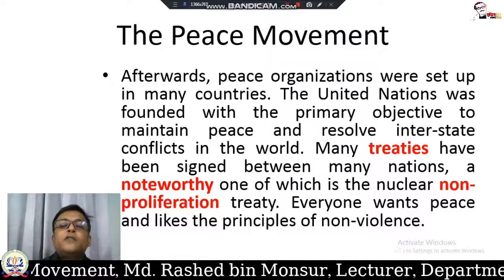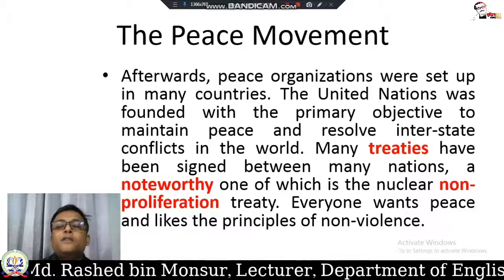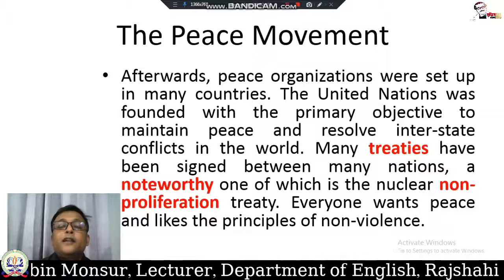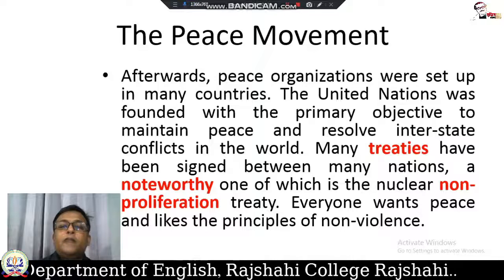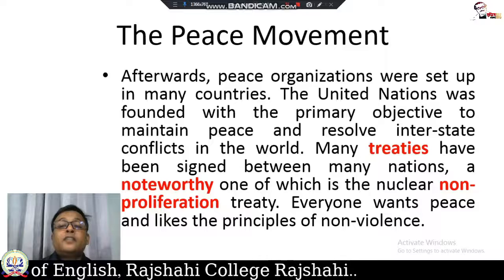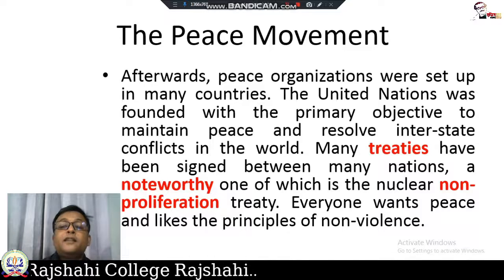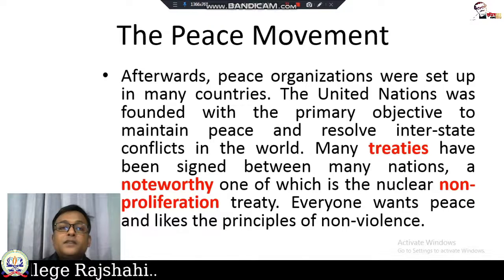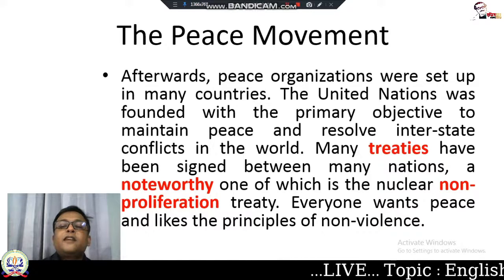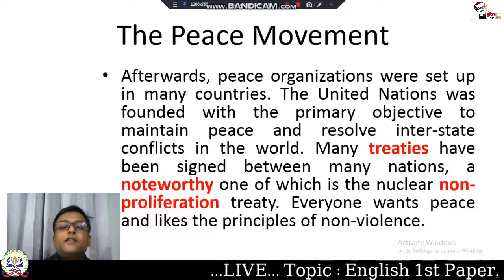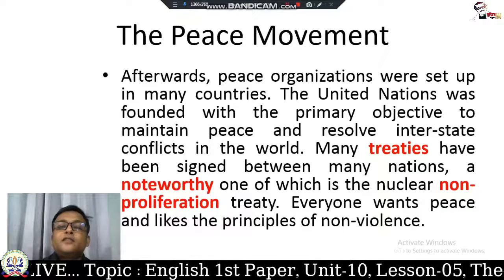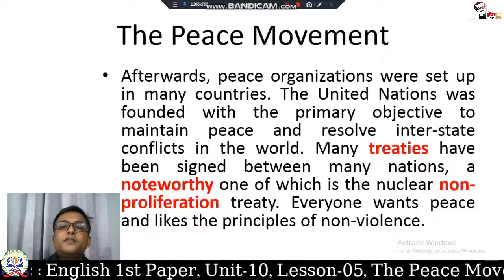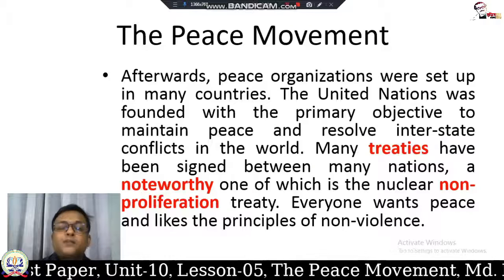The United Nations was founded with the primary objective to maintain peace and resolve interstate conflicts in the world. So in 1945, okay, the United Nations was founded, and its primary purpose was to maintain peace, to bring about peace, to achieve peace, and to solve the problems that arise between different states. That means to resolve interstate conflicts. So the United Nations was formed to resolve the problems between different countries in a peaceful way.